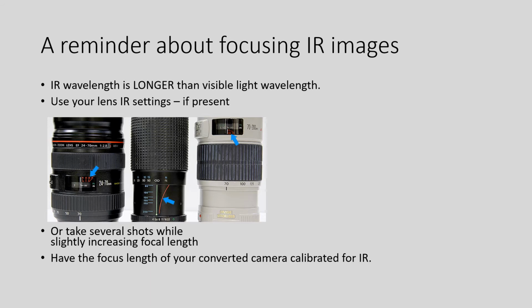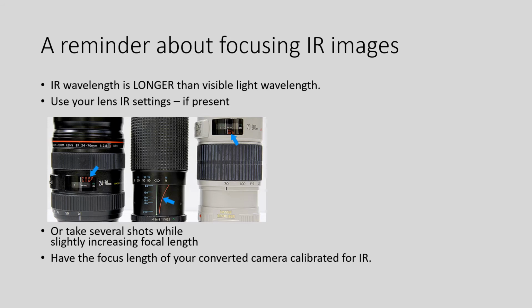Another important thing to remember is that the infrared spectrum of light is different and a little bit longer in wavelength than the visible light spectrum, and this means that focusing of the camera for infrared images will be a bit different. In an unconverted camera, a focused image for color will likely result in an out-of-focus infrared image.